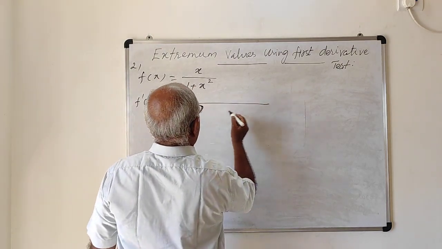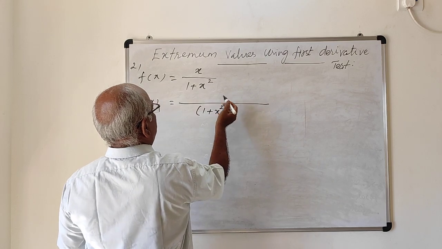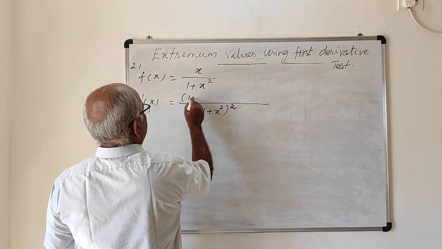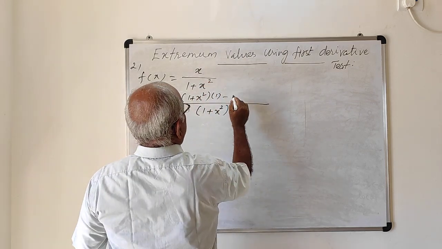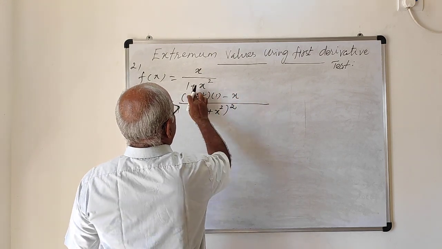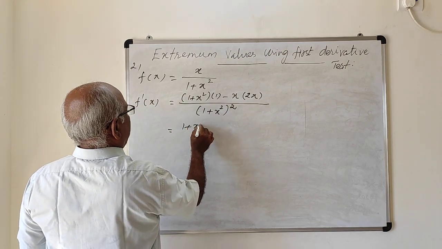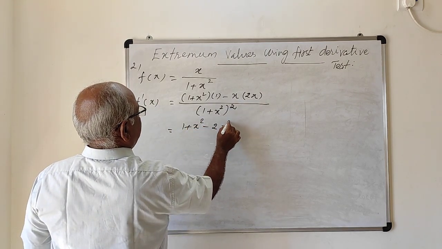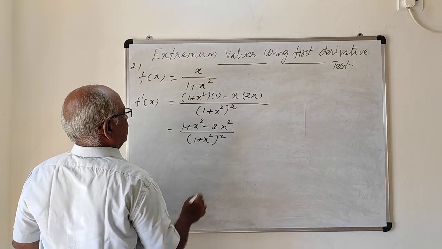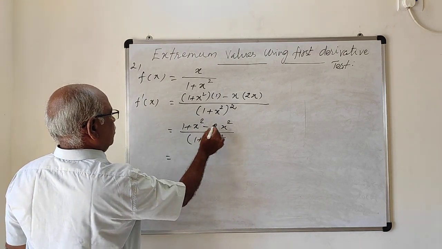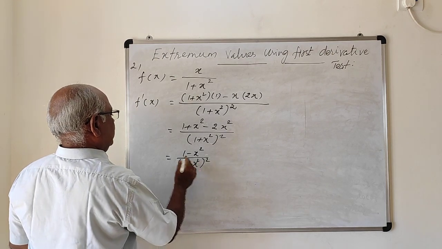F dash of x, we have to find by differentiating it using quotient rule. 1 plus x square the whole square in the denominator, into v, that is 1 plus x square, into derivative of x is 1, minus u into derivative of 1 plus x square, which is 2x. Therefore, 1 plus x square minus 2x square in the numerator. The denominator is 1 plus x square, the whole square. That is equal to 1 minus x square by 1 plus x square, the whole square, is your f dash of x.